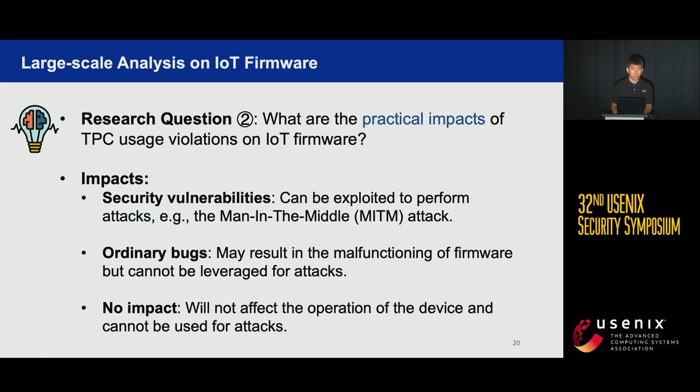Okay, so our second question is, what are the practical impacts of usage violations on IoT firmware? We classify them into 3 categories. The first one is security vulnerability, because we find some usage violations can be used to perform attacks, and we do some case studies in our paper to prove it. And we also find nearly 15% of usage violations are just bugs, which means they cannot be used by us to perform attacks. Maybe it can be used by you to perform attacks. And we also find nearly 80% of usage violations actually have no impact on the devices.